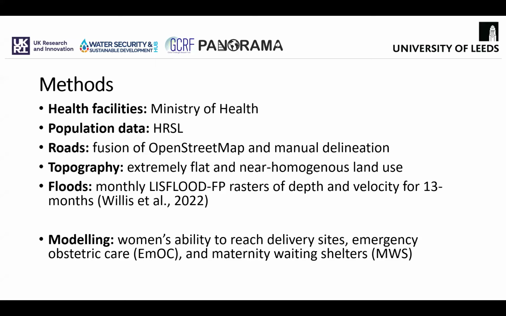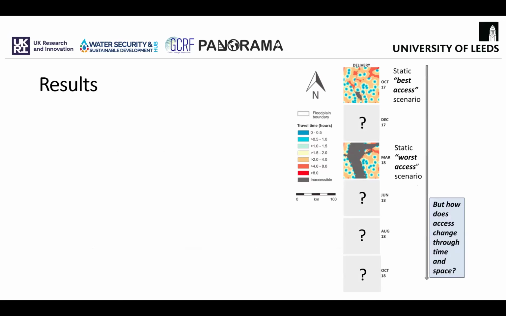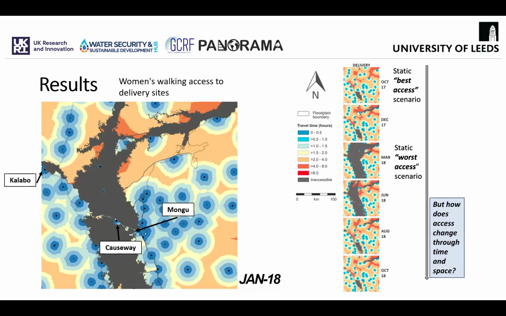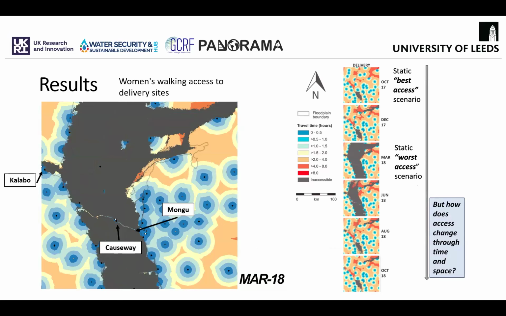From that, I then wanted to model women's ability to reach delivery sites, emergency obstetric care, and then maternity waiting shelters, which is places that women wait to give birth. To do this, I used the two techniques as previously described. So if you remember this figure, this is modified, as I mentioned, from my paper. And when we now put a flood model into a health access model, as you can see in this GIF, we are getting way more detail than we've ever seen before.